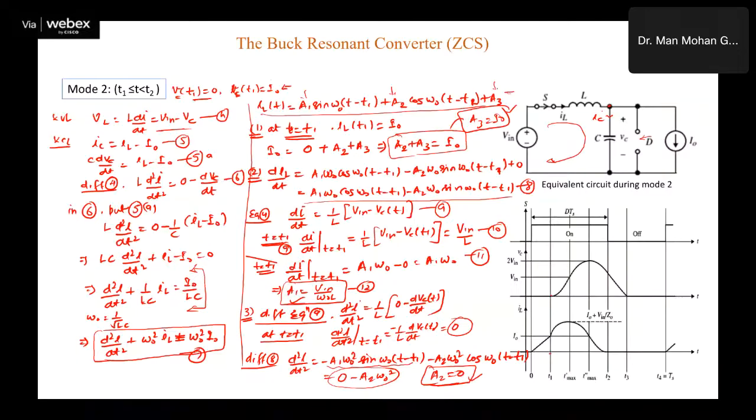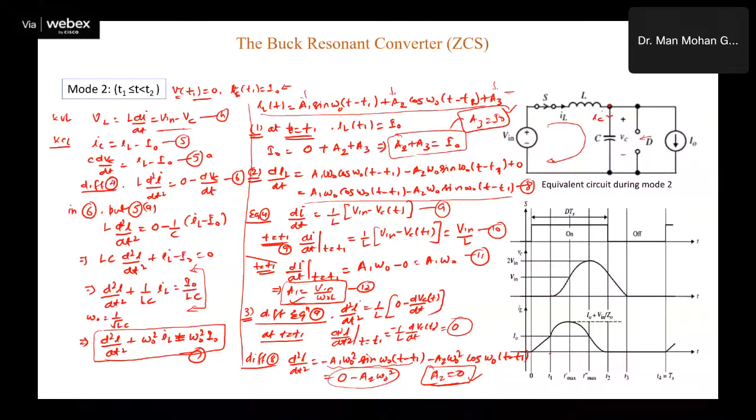When it becomes 0, there is a certain voltage across the capacitor. So this mode ends when this inductor current becomes 0. If this inductor current is set to 0, then we can get, at t equal to t2, this ILT to become 0. So we can get this time t2 minus t1 from here. So the delta t2, the period for which this mode is functioning, can be obtained.